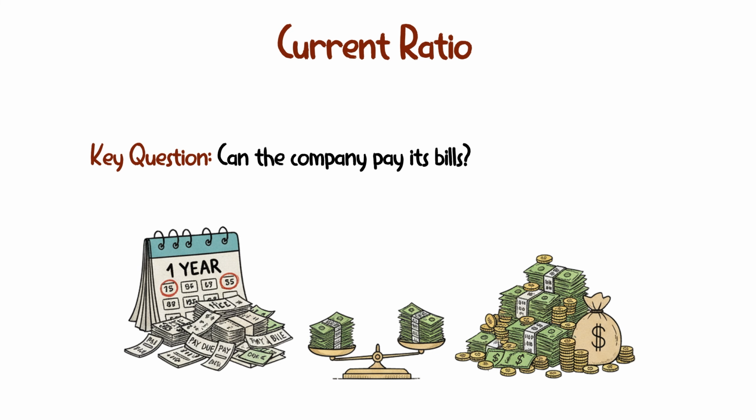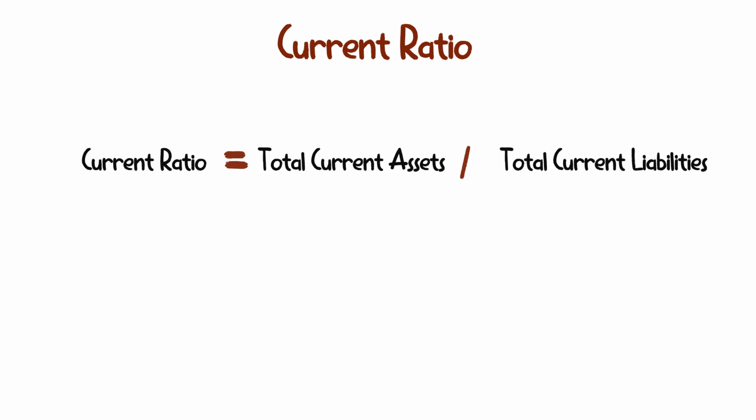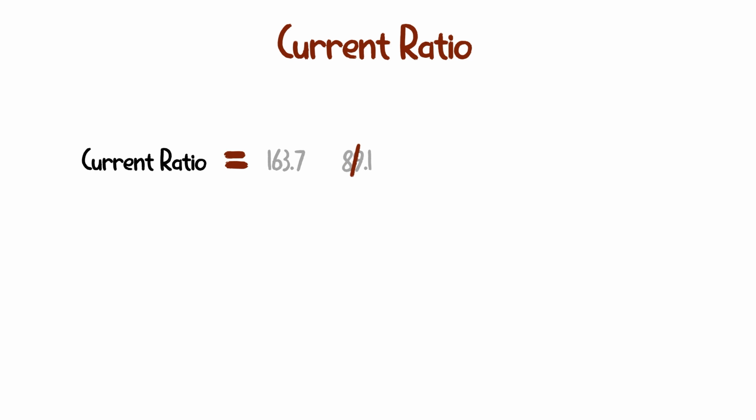The current ratio is calculated by taking all the money and assets a company can convert into cash within 1 year, total current assets in other words, and dividing it by all the bills it has to pay within that same year, total current liabilities. We take the numbers we found for Alphabet. Current ratio is equal to 163.7 over 89.1 equals 1.83.